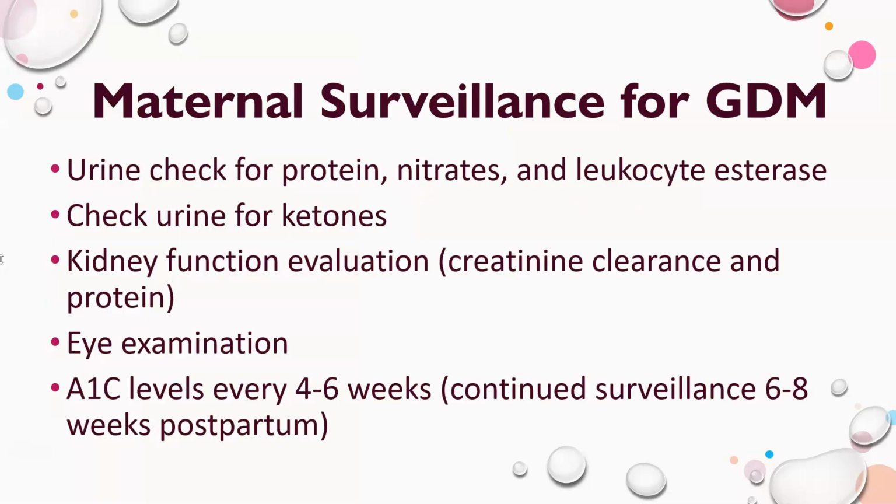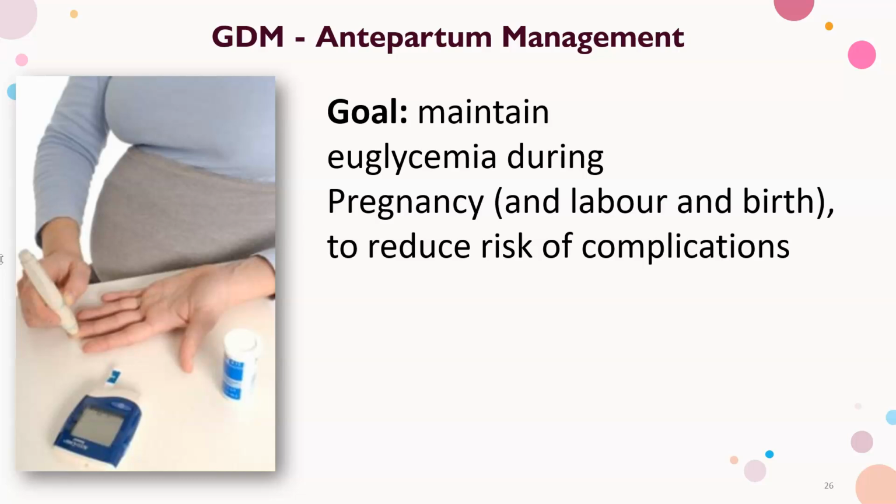When we're looking at maternal surveillance for GDM, as I mentioned, you're checking for ketones. You are also going to be checking for protein, nitrates, and leukocytes. There may be kidney function evaluation because again, there may be kidney disease, changes to the vasculature as well. So creatinine and protein, BUN as well, eye exam, and checking those hemoglobin A1C levels. And just letting people know that if they do have gestational diabetes, that they are more at risk later. It's the same with preeclampsia, which we're going to talk about next. Patients with preeclampsia or hypertension during pregnancy are at increased risk for cardiac disease later in life.